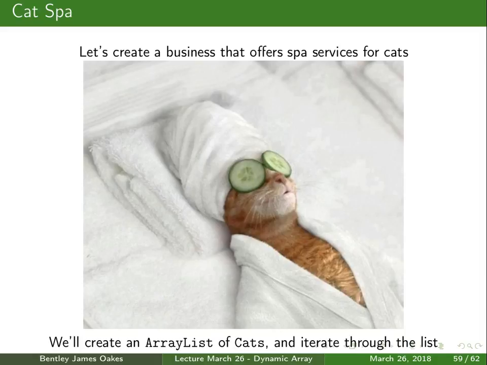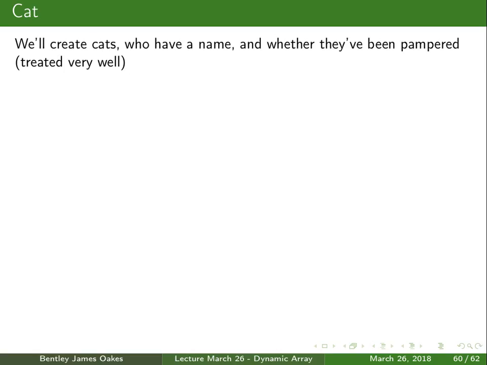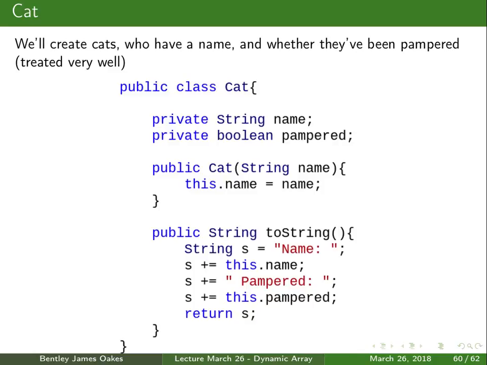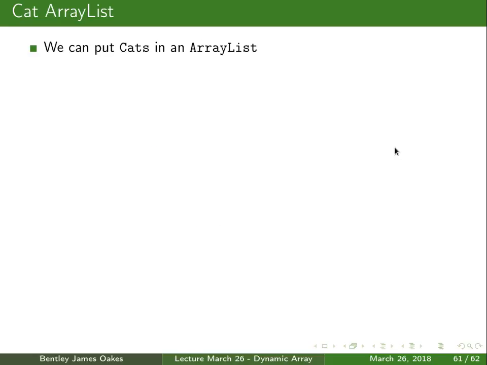And why I want to show this, A, because it's funny, and B, because I want to have an array list of cats, and I want to show you guys how to iterate through that list and do stuff. Okay, so we're going to start by creating cats, and cats will have a name, and a Boolean for whether they've been pampered or not. If you don't know what pampered means, it means that something has been treated very well. So we're just going to have a basic class Cat with a name and whether they've been pampered or not.